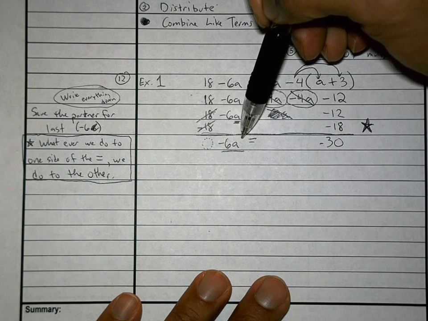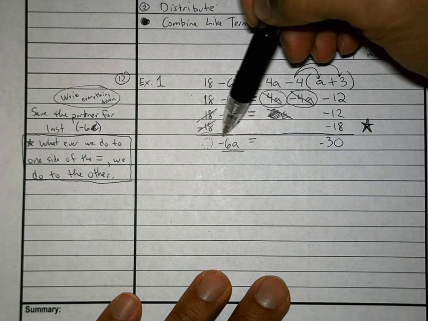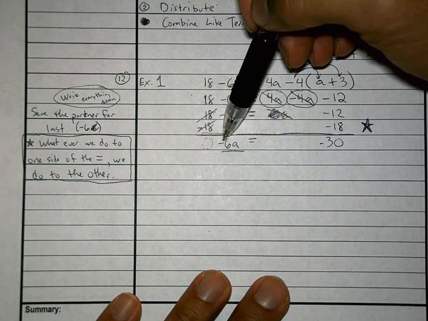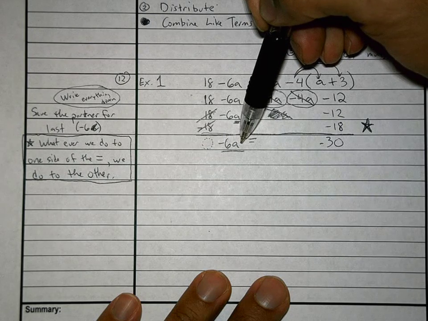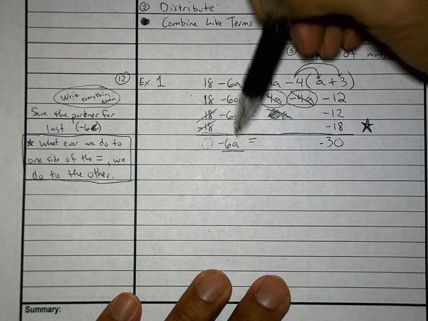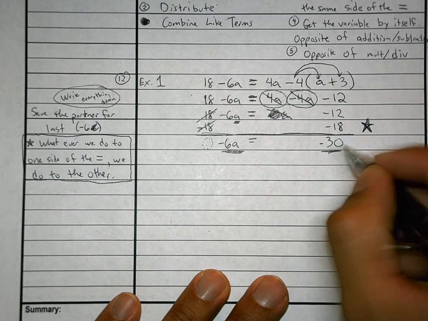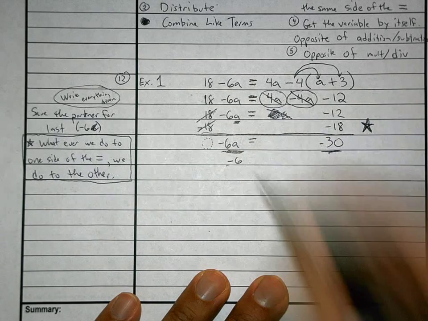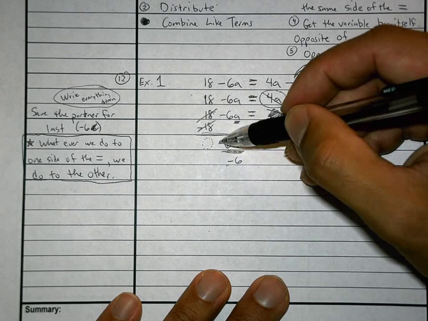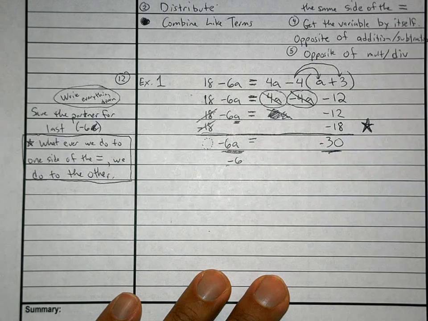When there's a number next to a letter, it means it's multiplying it. This negative 6 is multiplying the a. And the opposite of multiplying is divide. This is how I write divide. I wrote a little fraction. And I write negative 6. I don't just want to get rid of the 6, I want to get rid of the negative as well. So I'm going to divide by negative 6.